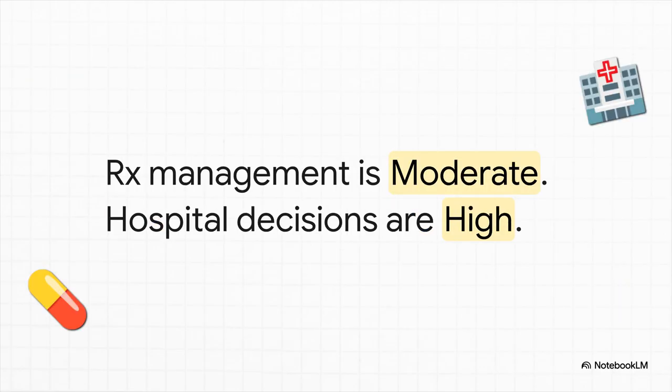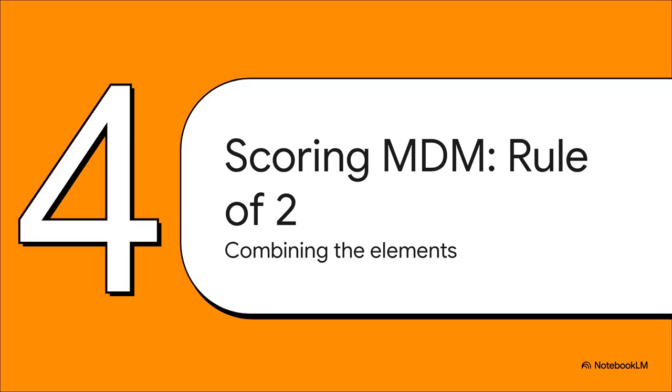Element 3 evaluates risk. Again, we're looking at minimal, low, moderate, or high levels. A fantastic benchmark to just lock into your memory for the exam is that prescription drug management automatically places the encounter under moderate risk. On the flip side, if a provider makes a decision regarding hospitalization or opts for elective major surgery in a patient with significant systemic risk factors, that encounter gets bumped all the way up to high risk.